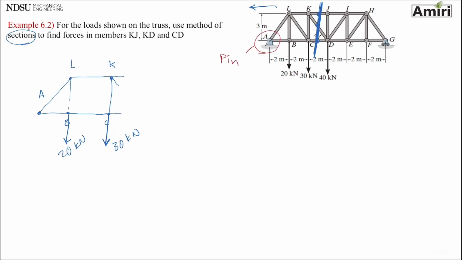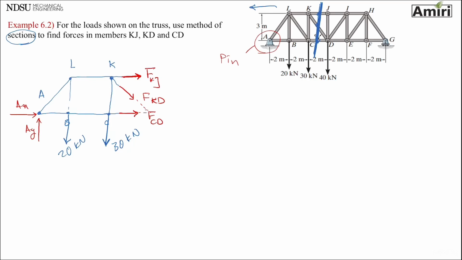This is a pin. If you remember from previous lectures, pin has an AX and AY. And remember, when you make a cut in any member, you reveal the internal forces. And since they're all unknown, I'm going to put all of them in tension. FKJ, FKD, FCD. Okay.